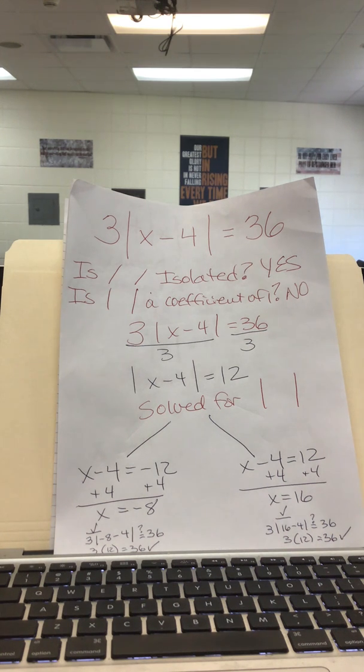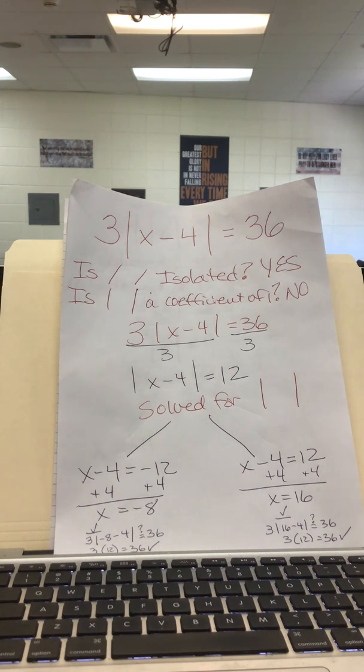On the right side, we add 4 to both sides, and we get x equals 16. We can plug that in. 3 times the absolute value of 16 minus 4, does that equal 36? Well, 16 minus 4 is 12. The absolute value of 12 is 12. And 3 times 12 does equal 36. Check. So both of these are solutions for the x in our original equation, 3 times the absolute value of x minus 4 equals 36.